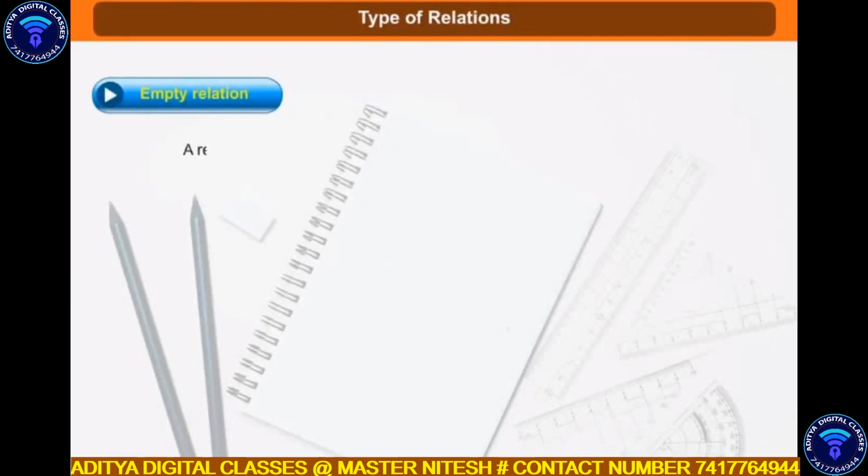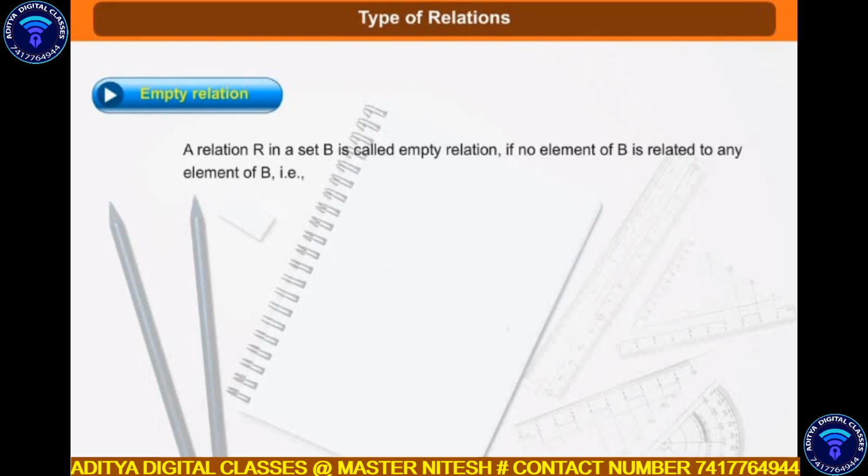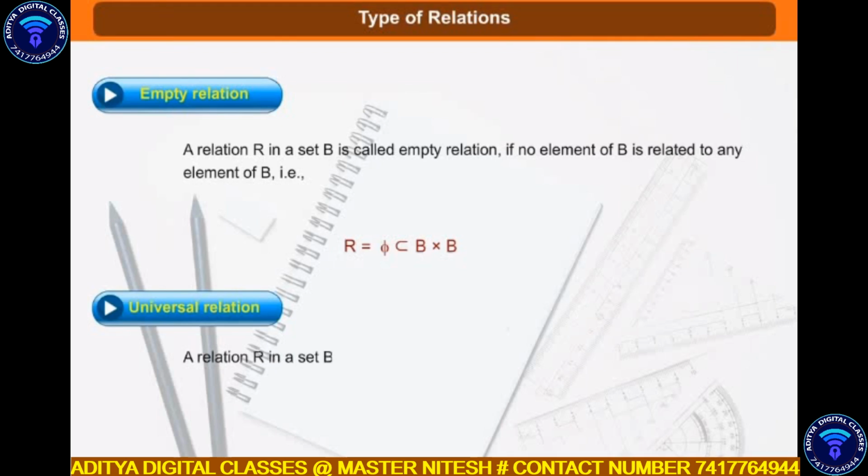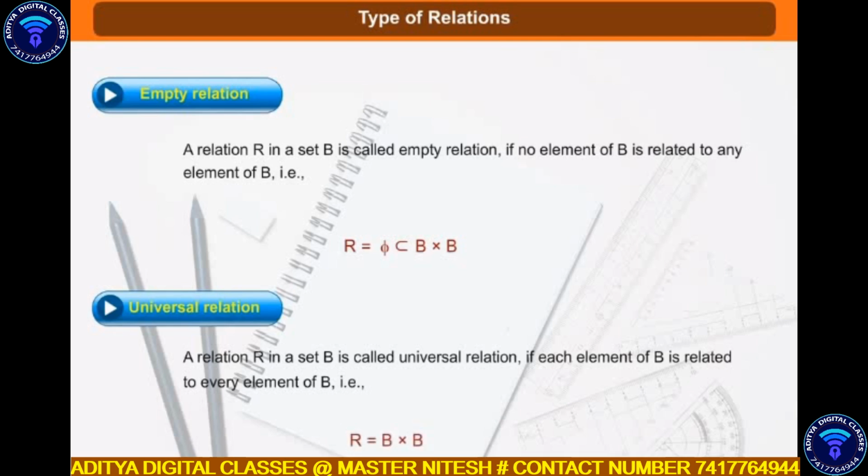Types of relations. Empty relation. A relation R in a set B is called an empty relation if no element of B is related to any element of B. That is, R is the null set, being a subset of the Cartesian product of B and B. Universal relation. A relation R in a set B is called a universal relation if each element of B is related to every element of B, that is, R is equal to the Cartesian product of B and B.